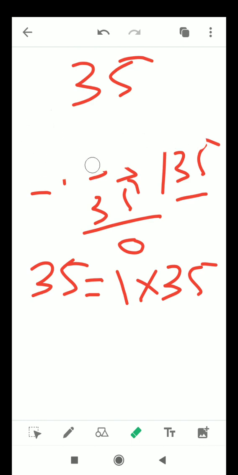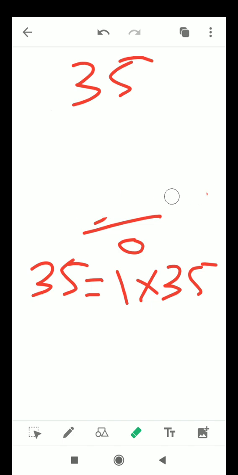Okay, so except 1, which will be the next number that will divide 35? If we go with 2, it will not. If we go with 3, it will also not. If we go with 4, it will also not. If we go with 5, then it will divide 35.